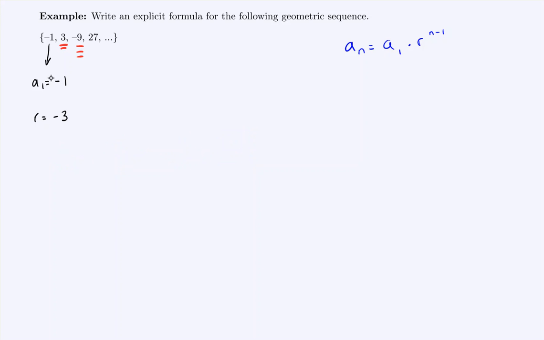Now that we have the first term and the common ratio, we know the formula says the nth term is just the first term times the common ratio raised to the n minus 1.